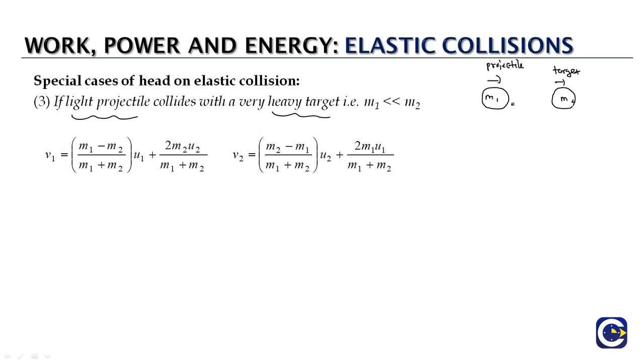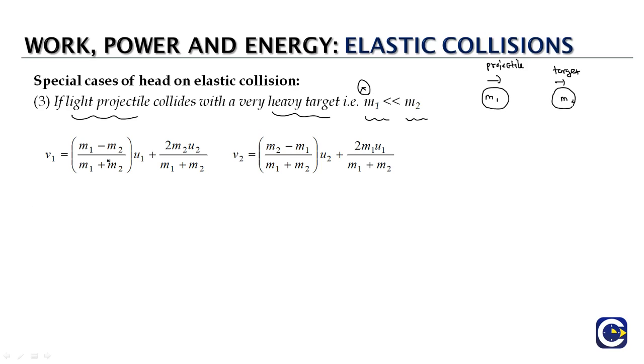The reason we are using the words projectile and target is because the projectile is supposed to approach with a higher velocity and hit M2. That is the reason we are using the word projectile for this. Since the projectile is a lighter one, the value of M1 is supposed to be very small in comparison to M2, which means in the calculation we can neglect M1 in relation to M2.